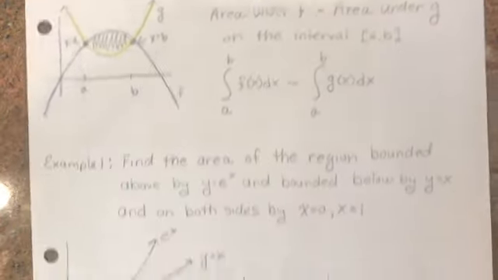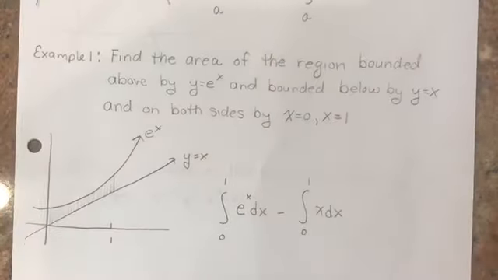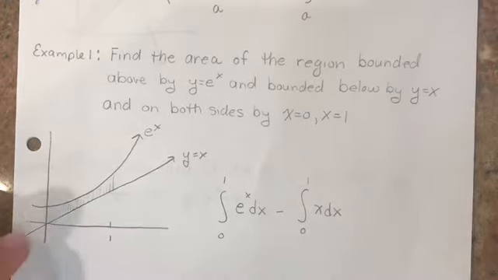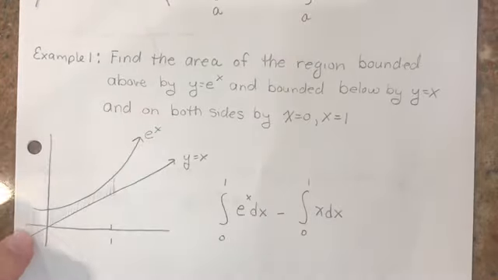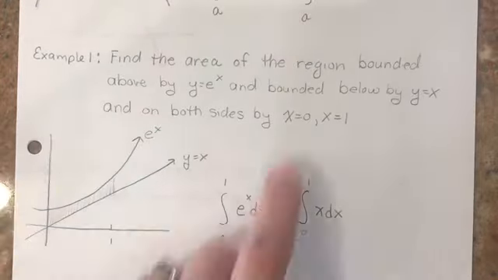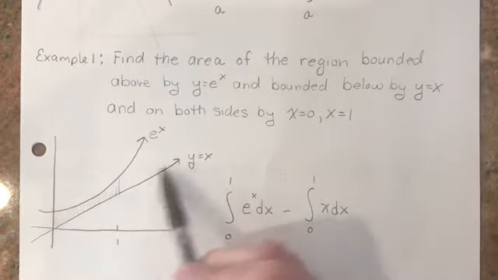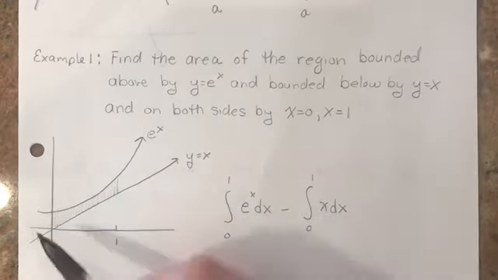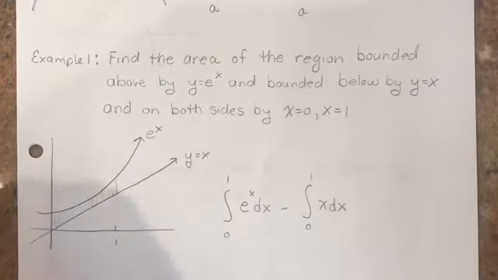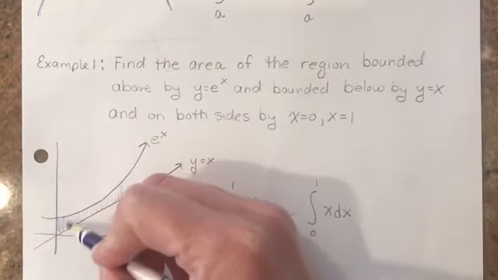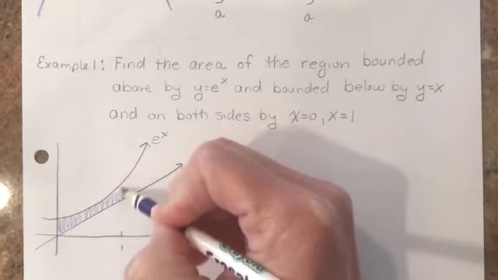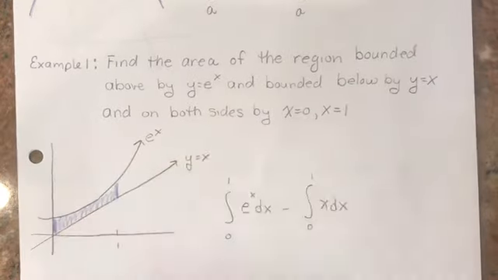So let's go ahead and try this with example 1. Find the area of the region bounded above by y equals e to the x and bounded below by y equals x. Now, you guys see that space would continue on forever, so they did give us a boundary of 0 and 1. This one I don't feel like I need to use two different colors because it's pretty obvious: e to the x is on top, and this line y equals x is here. The shading is kind of hard to see, so let's use a color. We're shading right here just between 0 and 1.